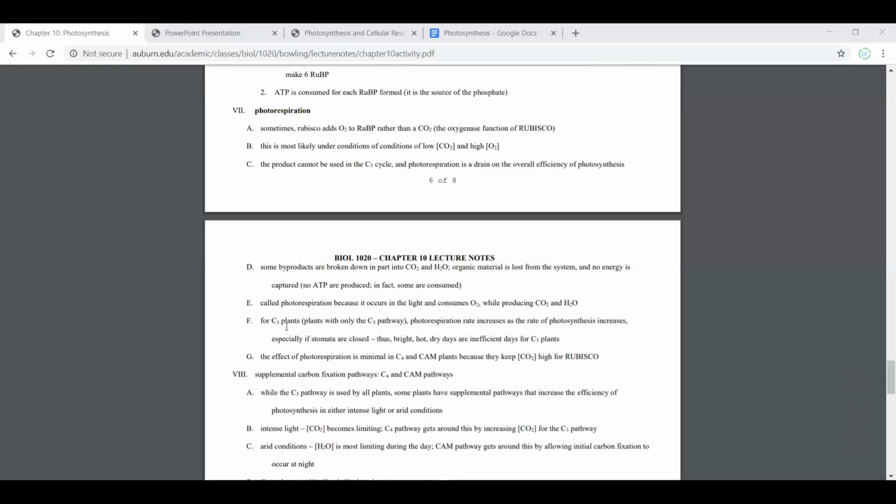Now, there's two other types of plants, C4 plants and CAM plants. These plants in their cells keep high CO2 concentrations, specifically for Rubisco, to make sure it does not bind to oxygen.